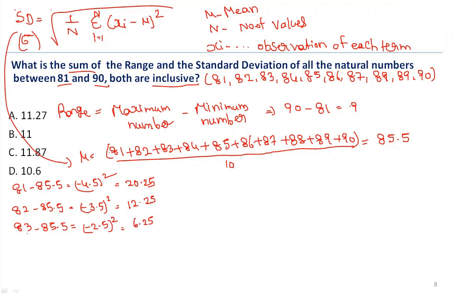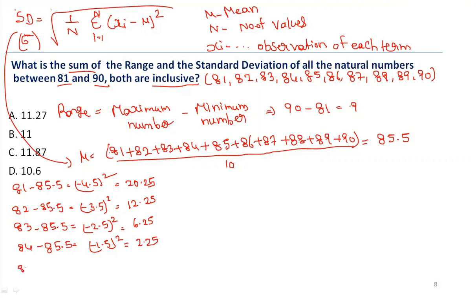Okay. And what is the next value, guys? Next value is nothing but 84. 84 minus 85.5. Okay. How much is this value? The value is nothing but minus 1.5. And according to the formula, square it. So after squaring it, how much will you be getting? It is nothing but 2.25.